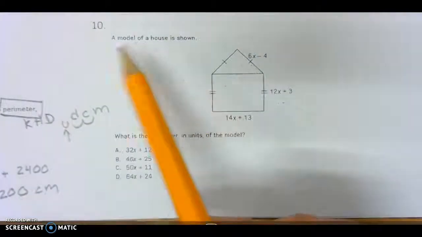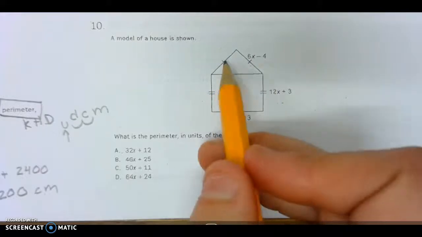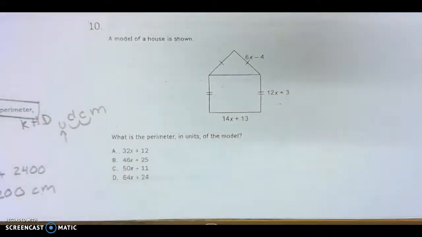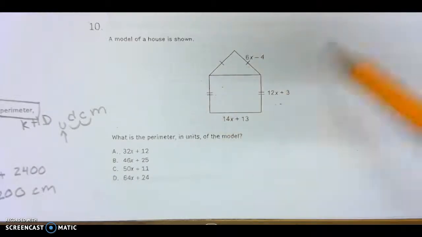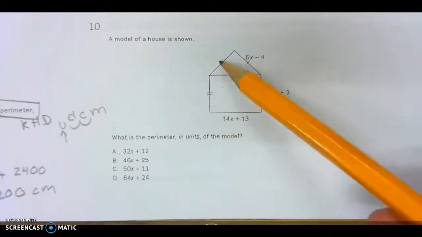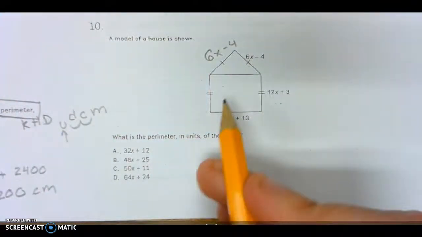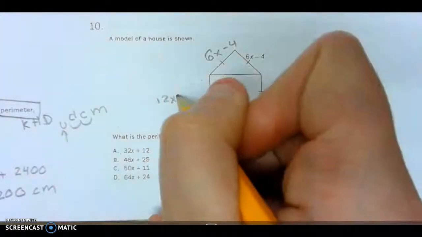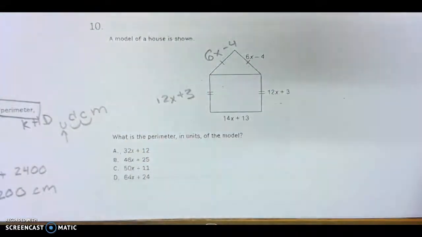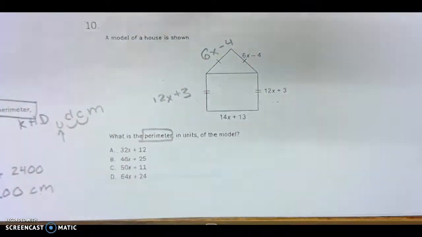And last one for this video. A model of a house is shown. I told y'all these tick marks means congruent. They should tell you that if this is actually on the EOC, because this is something you're supposed to learn in geometry. But since there's one dash here and one dash here, this is also going to be 6x minus 4. 2 dashes here, 2 dashes here. So it's going to be 12x plus 3. And then it says perimeter, which tells me that I'm just adding all the sides up.